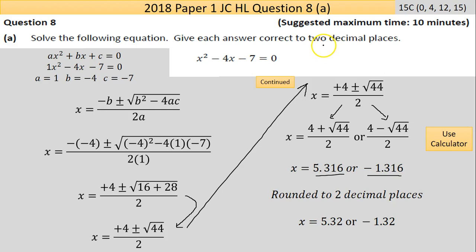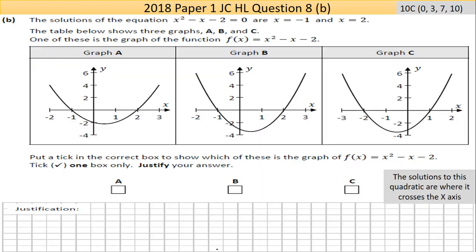Now the question says round to two decimal places, so the 6 is all that matters. That means the next number goes up by 1, so we end up with 5.32. And for the last one, the 6 makes the 1 go up, so I end up with negative 1.32. And that's it. So move on to part B.